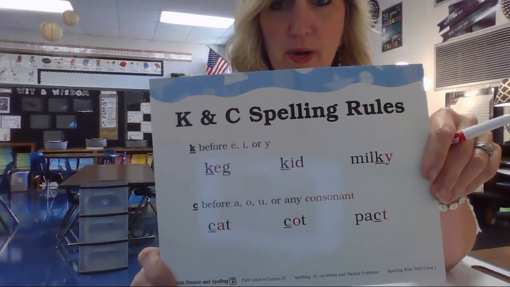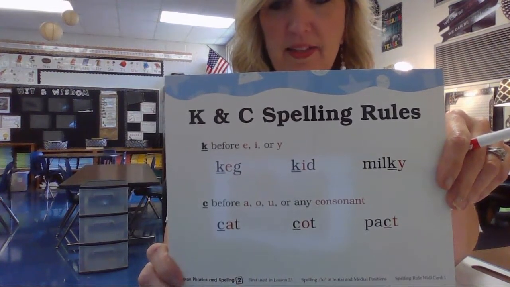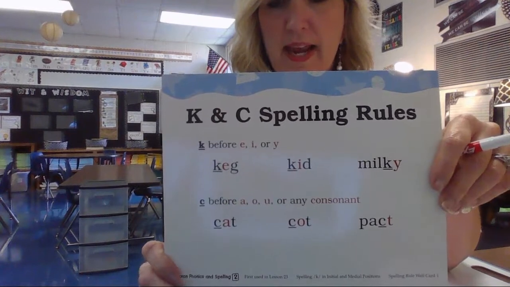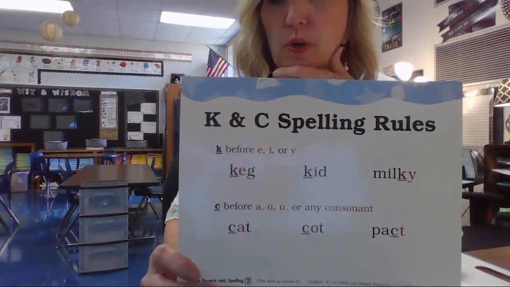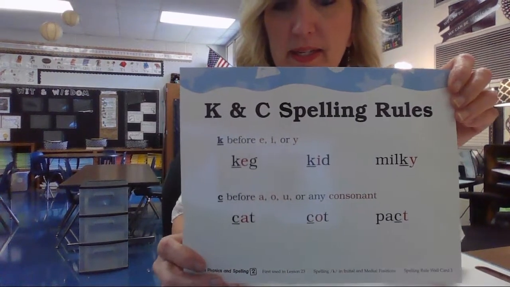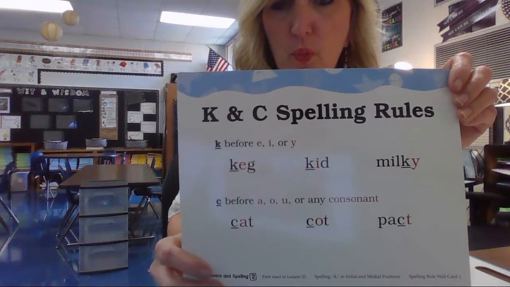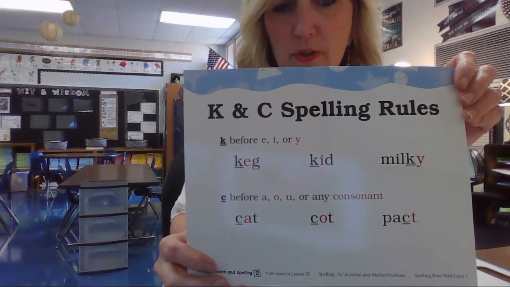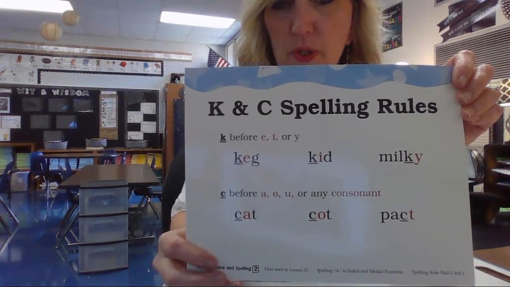Okay, I am holding a word card, and today we're going to be talking about the K and the C spelling rules. This is a rule card, and it gives you some hints, and your worksheet is going to have the same hints on it when you get ready to complete your worksheet. So, when you are trying to decide whether to use a K or a C, it gives you some clues.